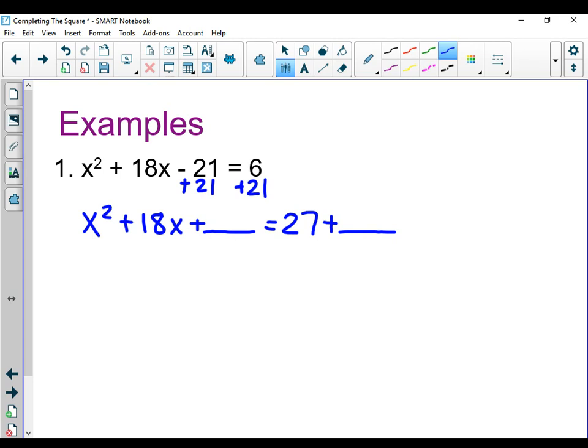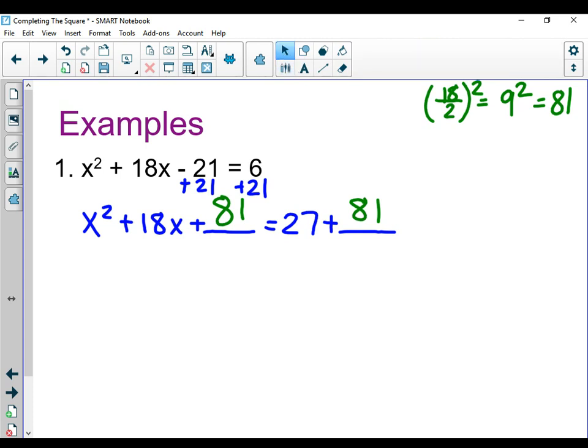To fill in my blanks, I'm going to do B divided by 2 and square it. B in this case is 18. So 81 will go in my blanks. Okay. From there, I need to factor and simplify. Two numbers that multiply to get 81, but add to get 18. 9 and 9, so I just write x plus 9 squared.